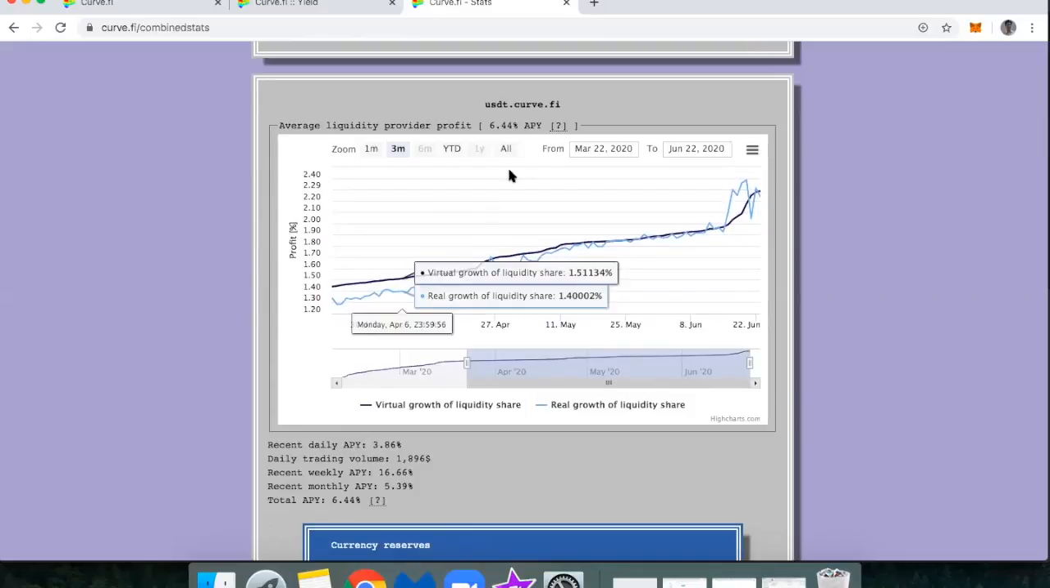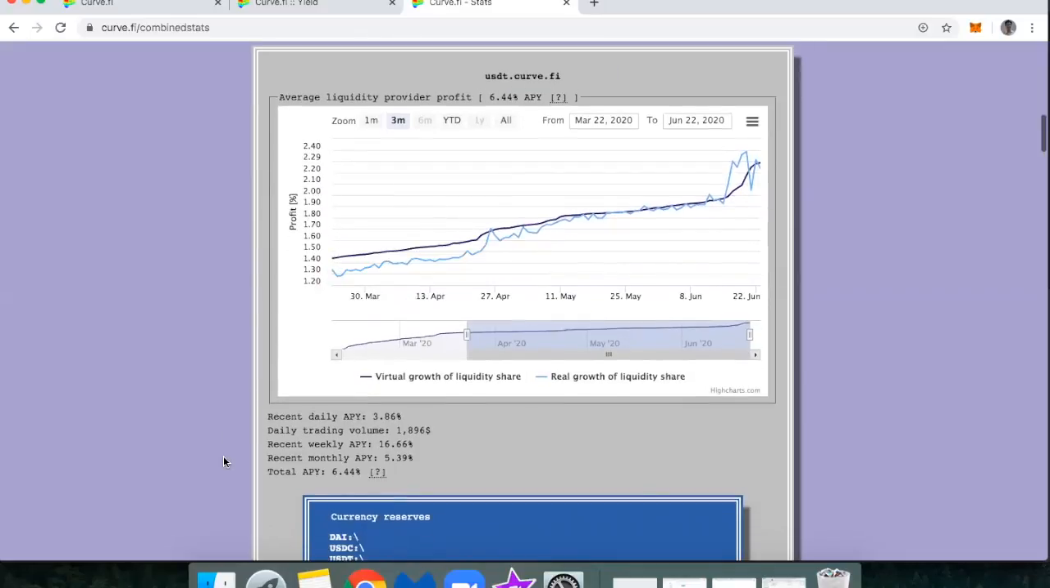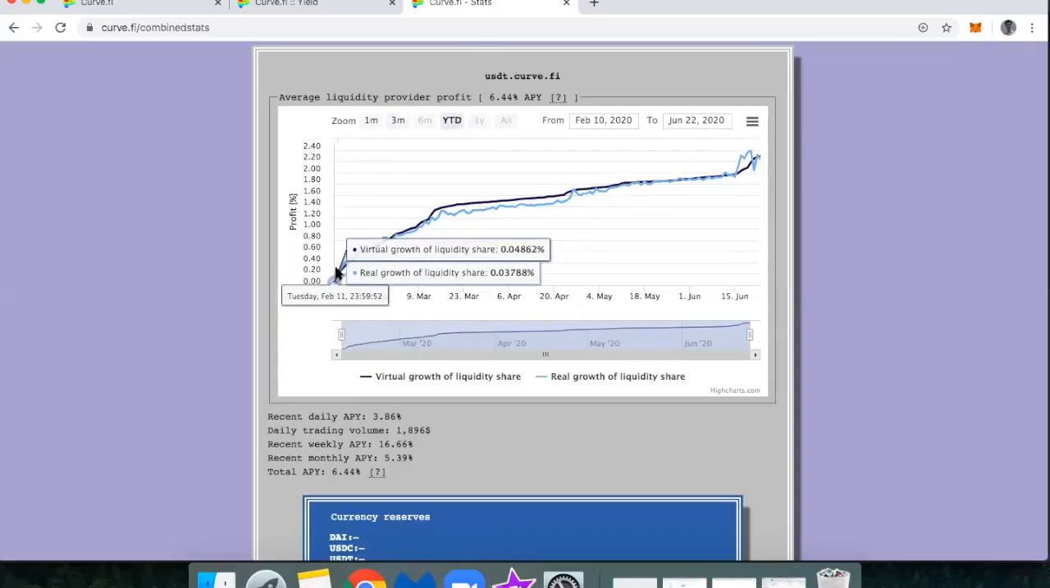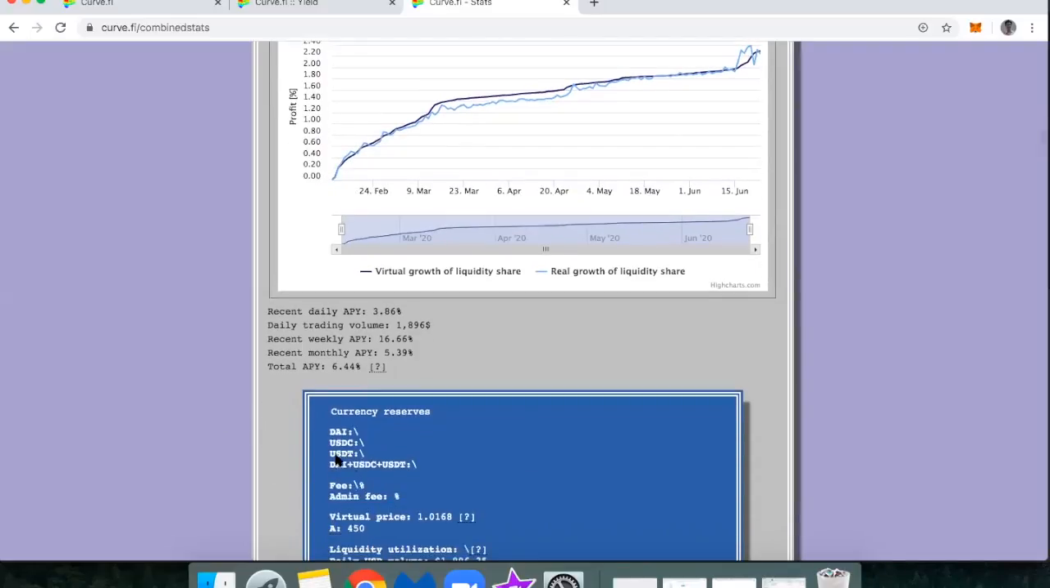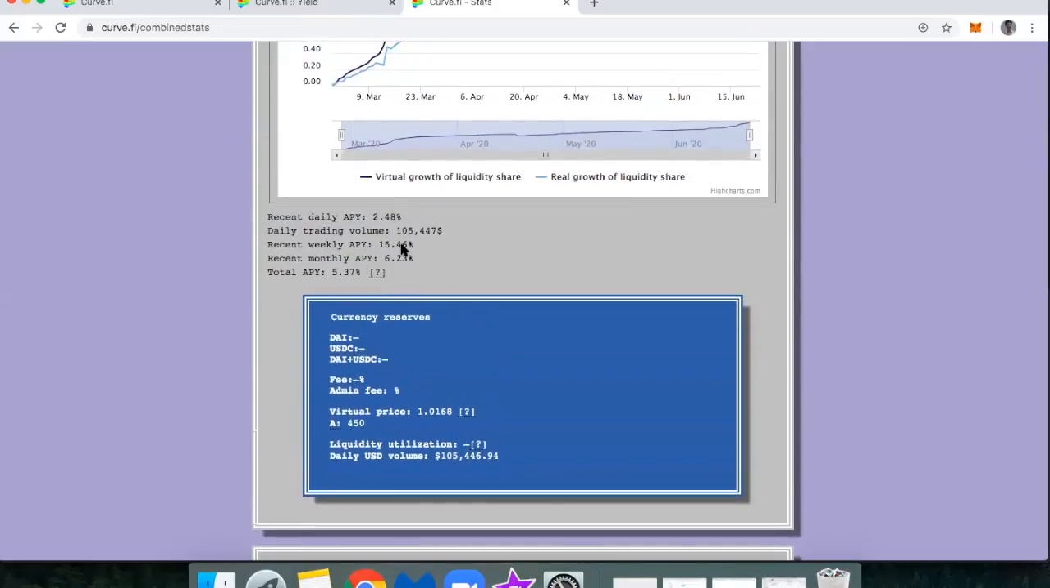Next up, I'm going to look at the USDT.curve.fi pool. So this is a pool where 6.44% is the annualized percentage yield since about February 11th. So a little bit better than the other pool, but I have to be willing to have exposure to Tether. So it's DAI, USDC, and Tether. Let's assume I'm okay with that. I'm willing to have exposure to Tether, and hence the higher percentage yield I think wins out here. Also, the weekly APY, so the APY according to the yields that were being averaged last week, was 16.66%. Up above here, it was around 15.46%.